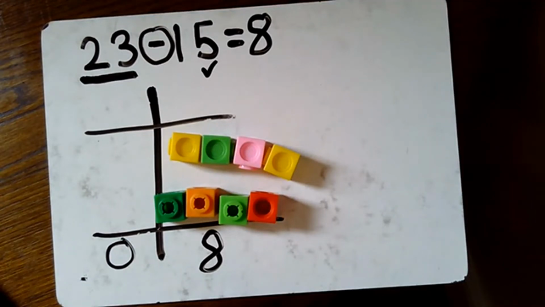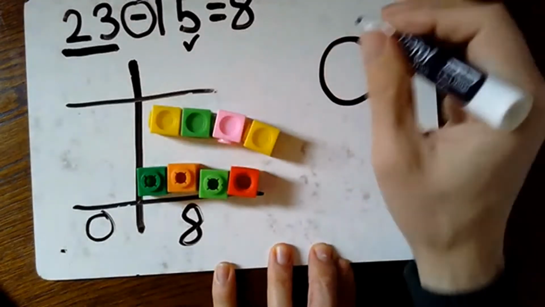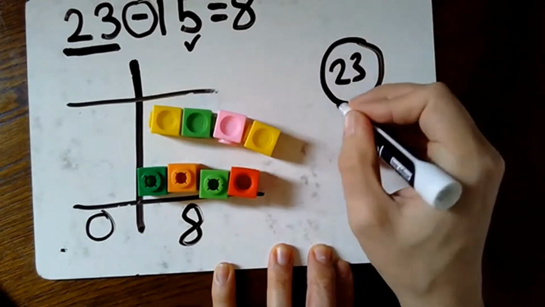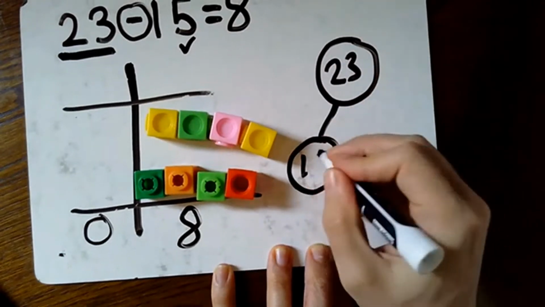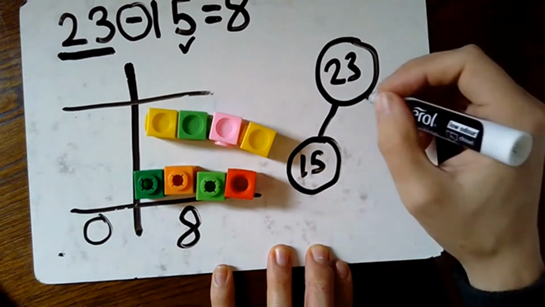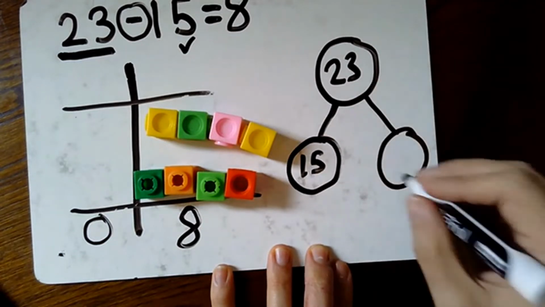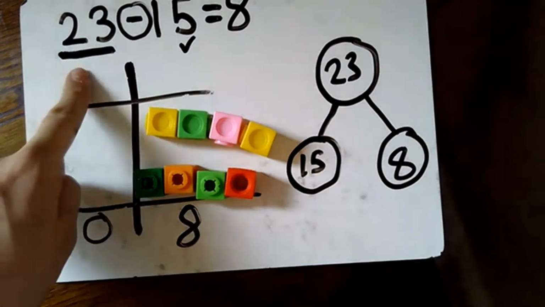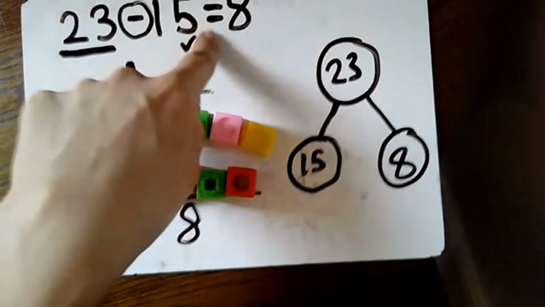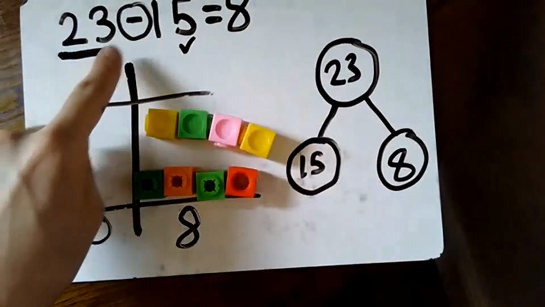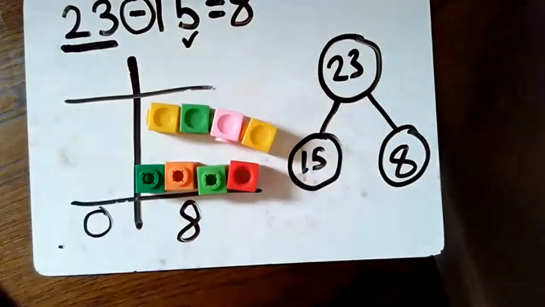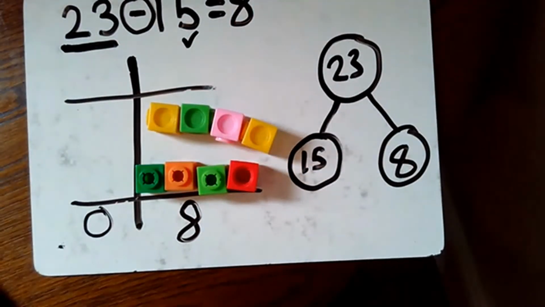23 subtract 15 equals 8. To put it in my part-whole, my whole was 23. I subtracted 15 and my answer, my other part, is 8. Remember, whole subtract part equals other part, or whole subtract part equals part. There we go, and that's how you would solve it.